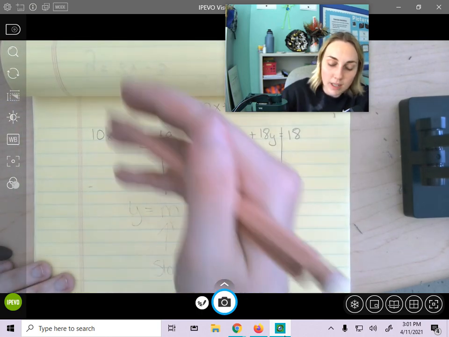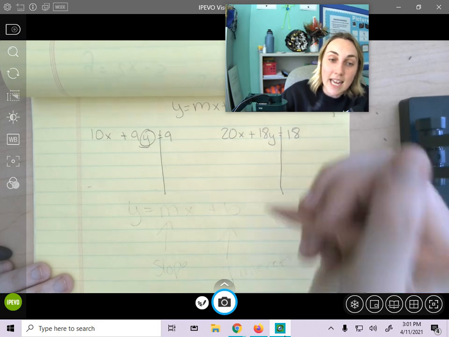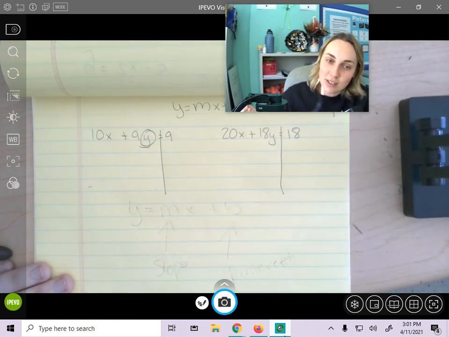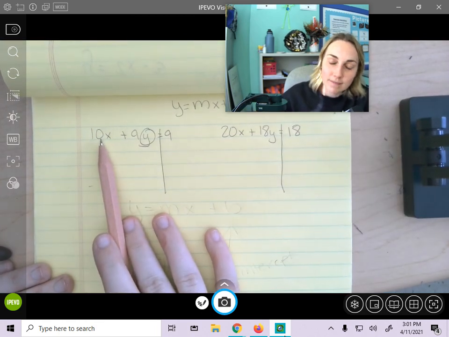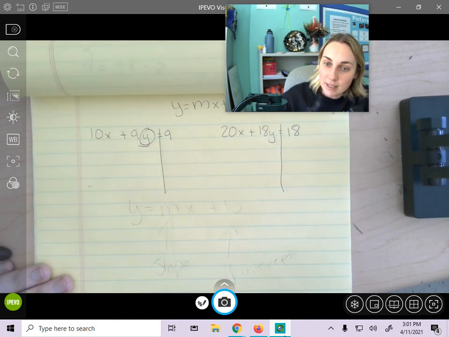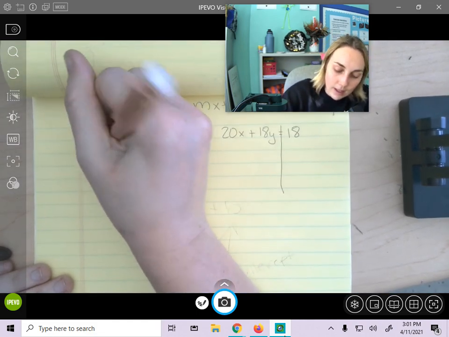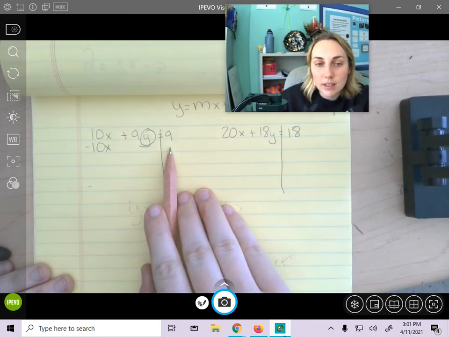So what we want to do is get y by itself. And in order to do that, we need to first get rid of this 10x. To get rid of a 10x, you have to do the opposite. The opposite is negative 10. Whatever you do on one side, you have to do on the other side.